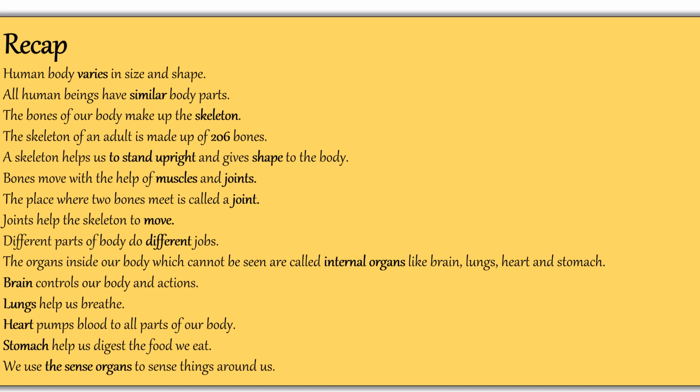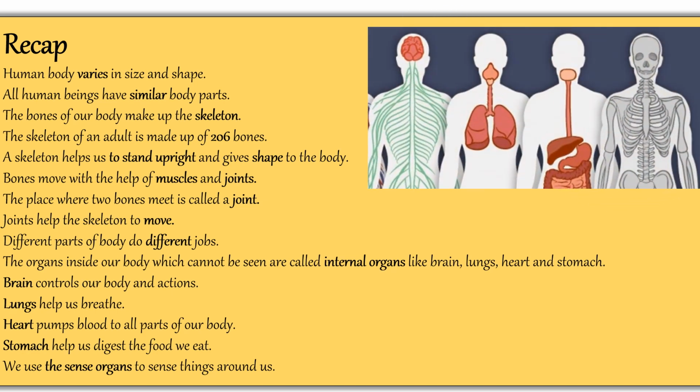Bones move with the help of muscles and joints. The place where two bones meet is called a joint. Joints help the skeleton to move. Different parts of the body do different jobs. The organs inside our body which cannot be seen are called internal organs, like brain, lungs, heart and stomach.